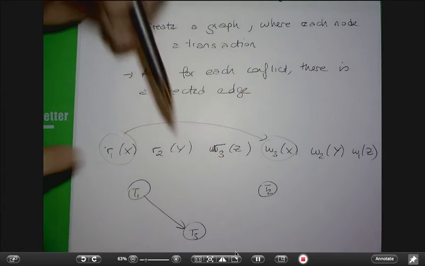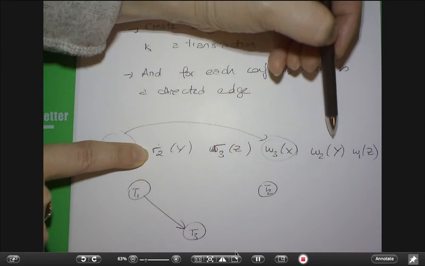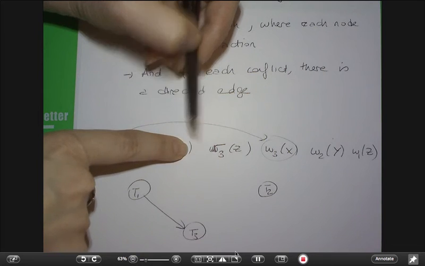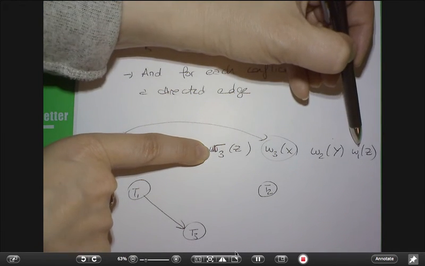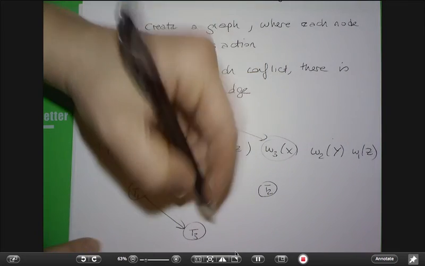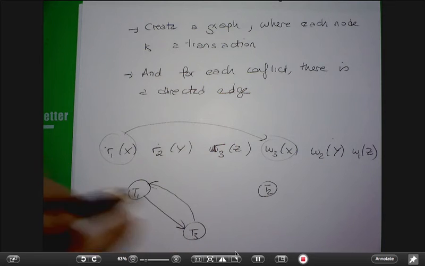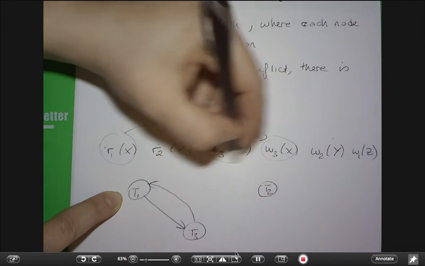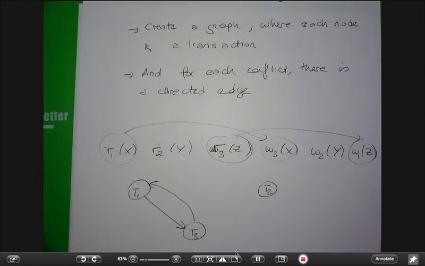Now I'm going to look at R2 of y. The only thing that involves that is W2 of y, which is not a conflict. Then I have R3 of z that actually conflicts with W1 of z. So now I found that, in fact, T3 must actually come before T1 because of this conflict.